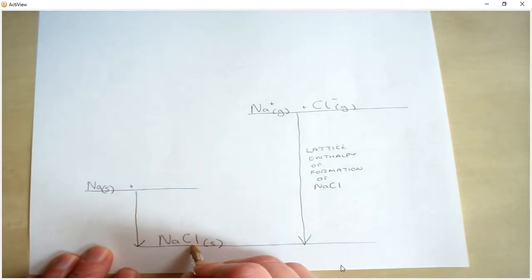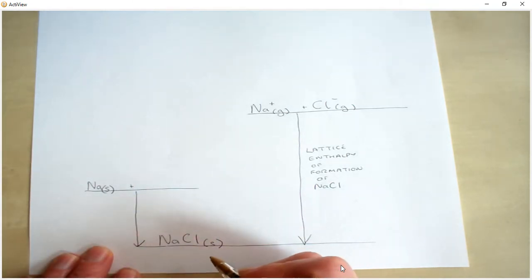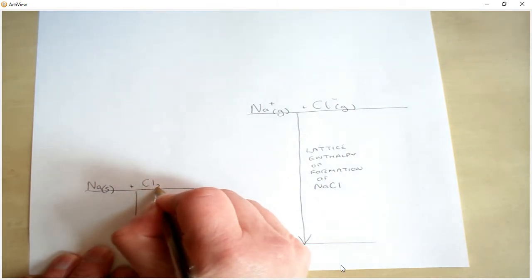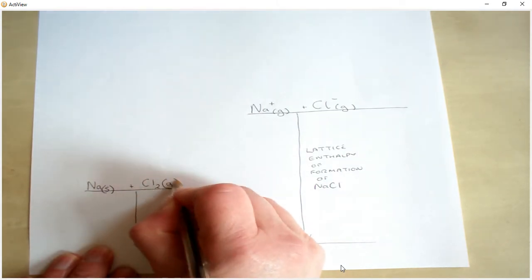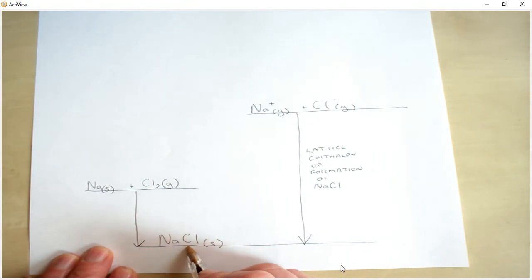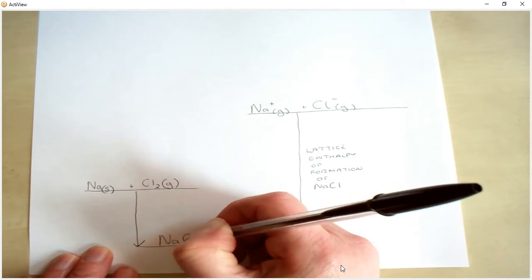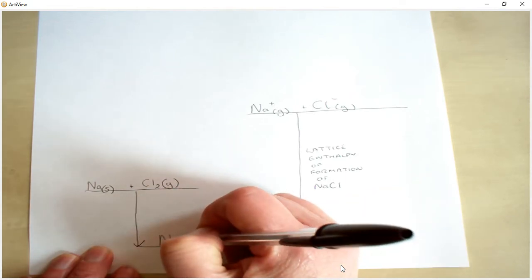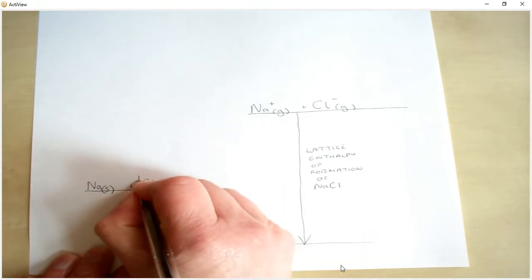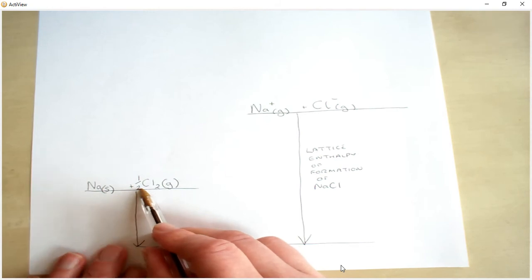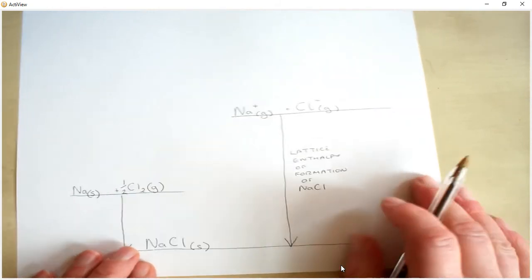And then chlorine, because it's a halogen, is always going to come as diatomic, so it's going to be Cl2. And hopefully we know that chlorine is a gas. Now, because I've only got one chlorine in NaCl, it's going to be an ion, isn't it? Not an atom, because it's Na+ Cl-. But because there's only one chlorine in NaCl, I need to have a half here. And it's these little details that people forget when they're drawing these cycles.